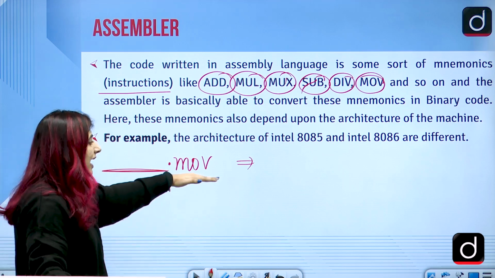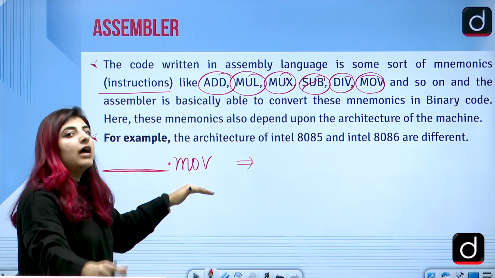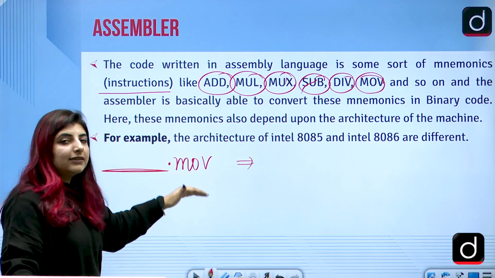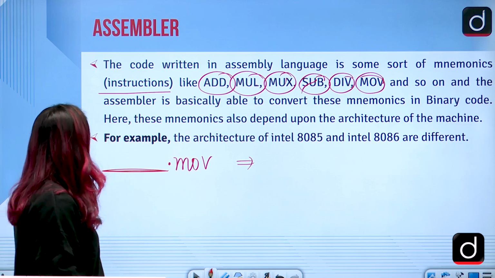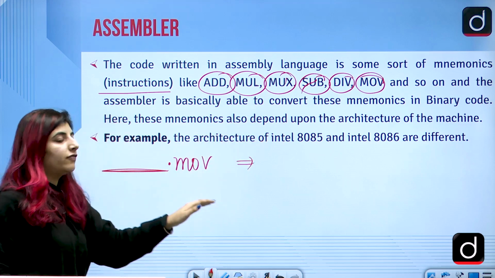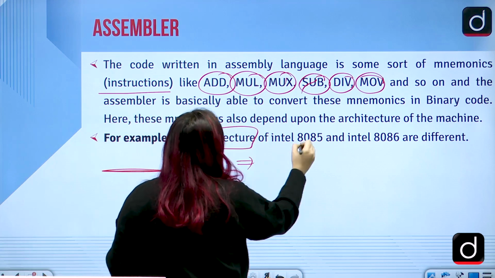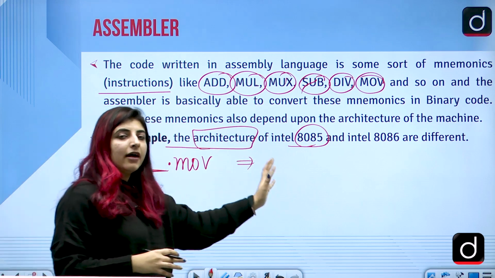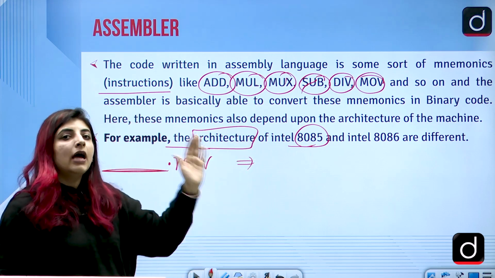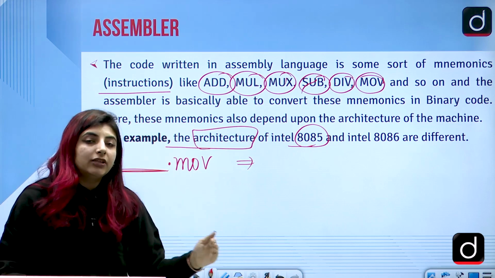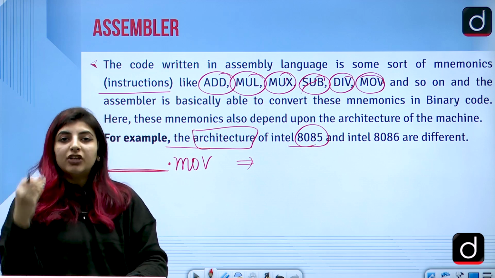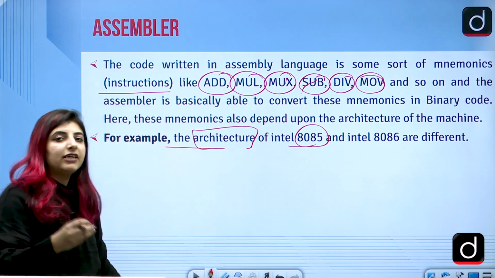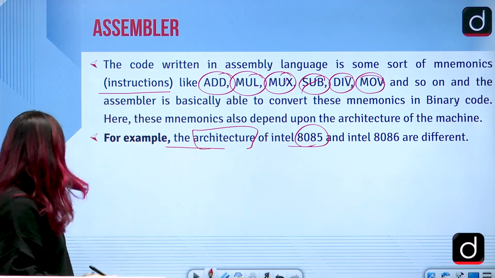So the codes which we are writing here are obviously easier as compared to the language used in a compiler or interpreter, because these codes are easy and human readable, correct? Here these mnemonics also depend on the architecture of the machine. For example, the architectures of Intel 8085 and 8086 are different. Even if the generations are close, they have a minor differentiation, and the assembler also differentiates between the two, because the generation is differentiated by 1. So the architecture is what matters there.